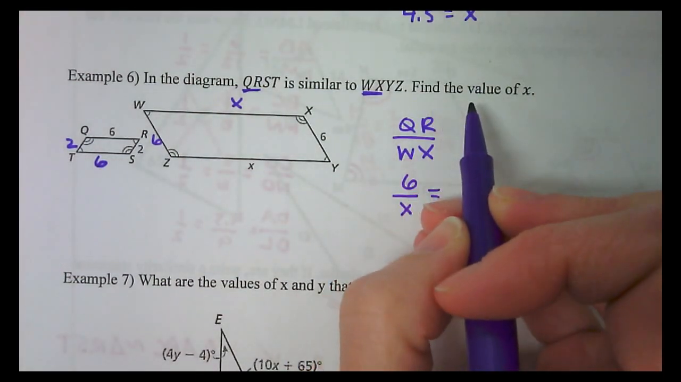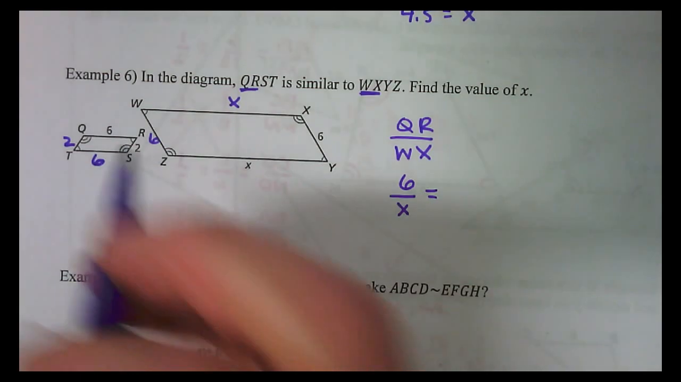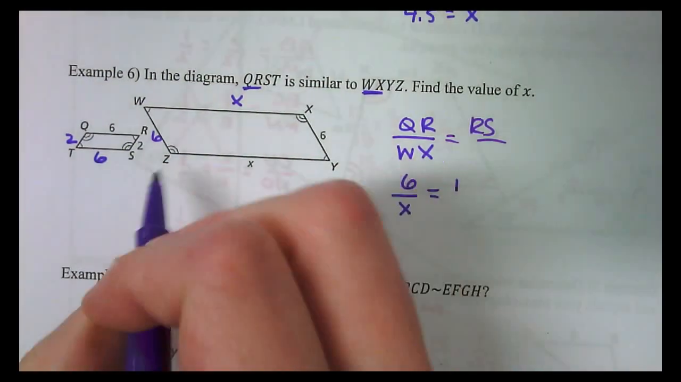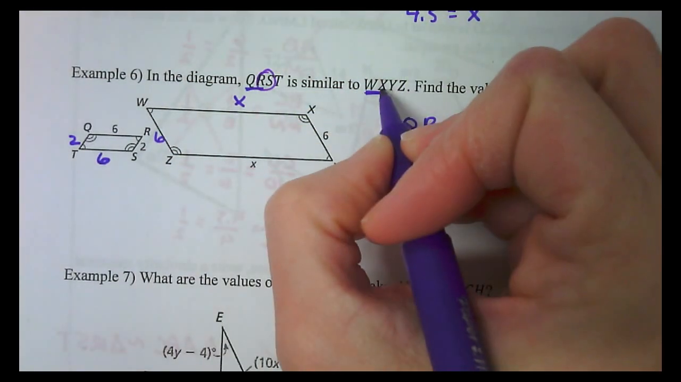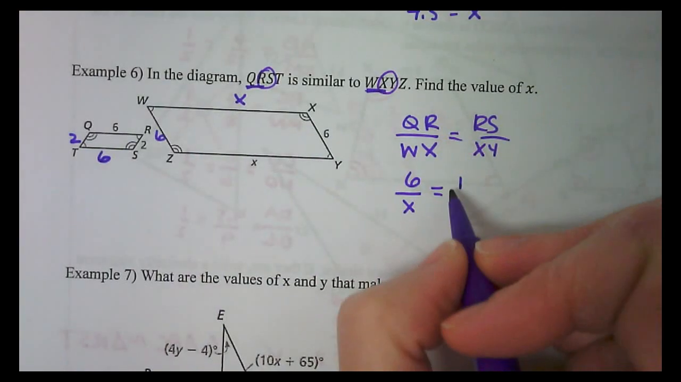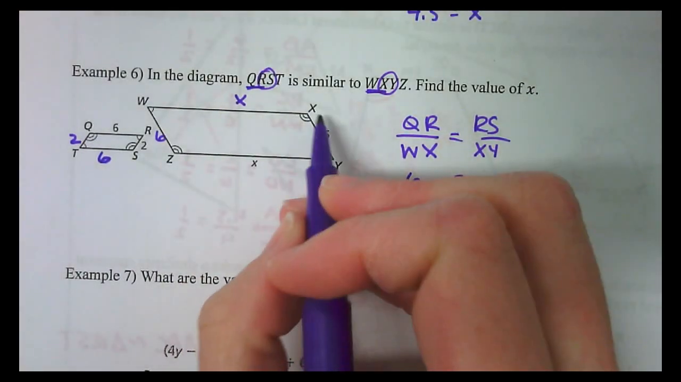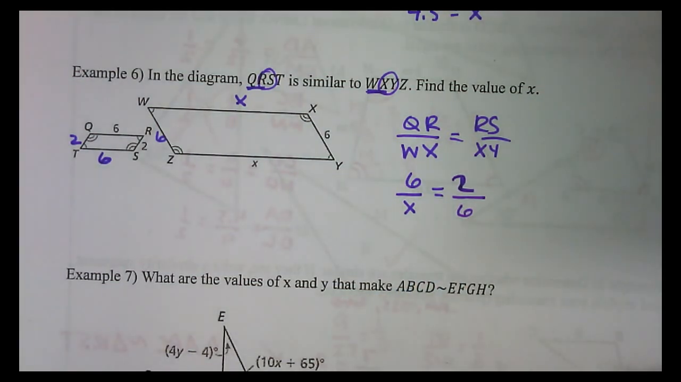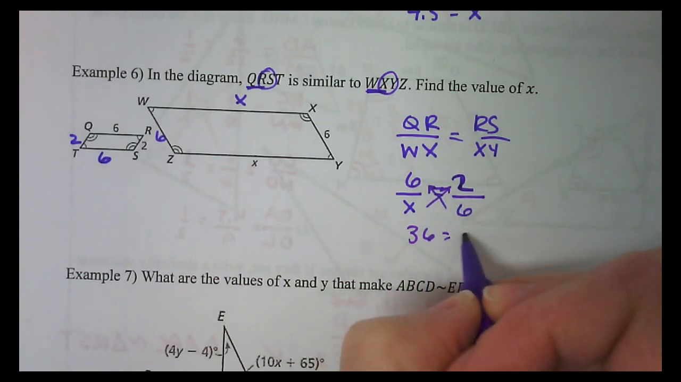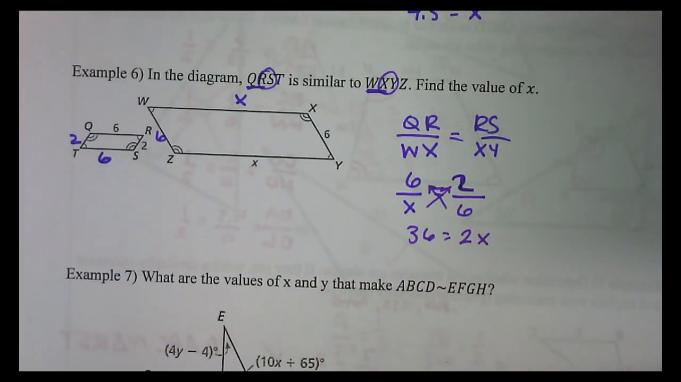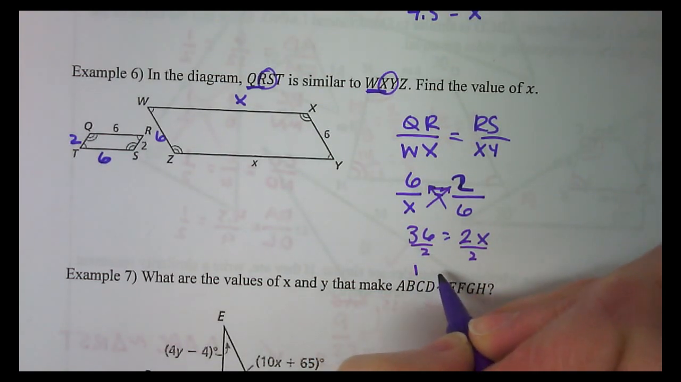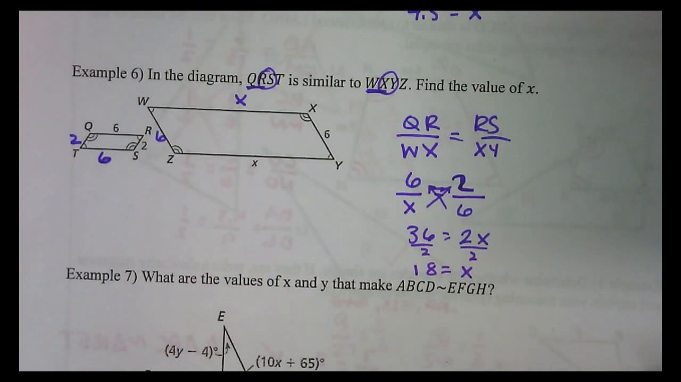And then we know RS. So we're going to say RS. RS is the middle 2, has to match to XY. So RS was 2. XY was 6. And now we're going to cross multiply. 6 times 6 is 36, and then 2 times x. And then we're going to divide by 2, and we get 18 is x.